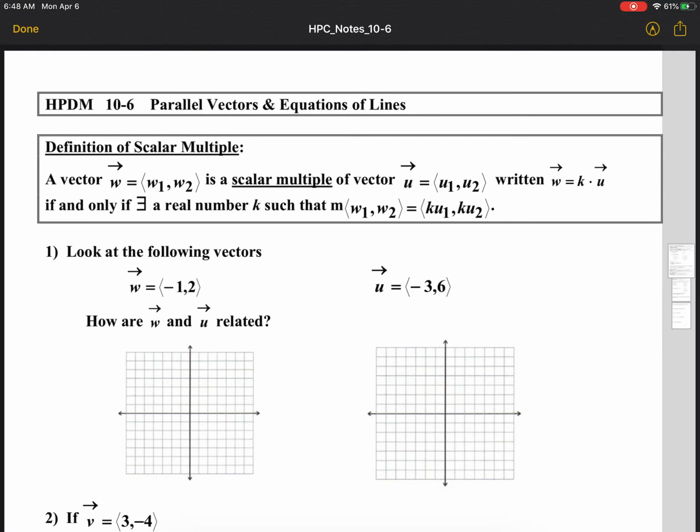Hey guys, we're going to continue talking about vectors a little more today. We're going to talk about parallel vectors and equations of lines, okay? So, first thing we're going to go into is the definition of scalar multiples, okay?